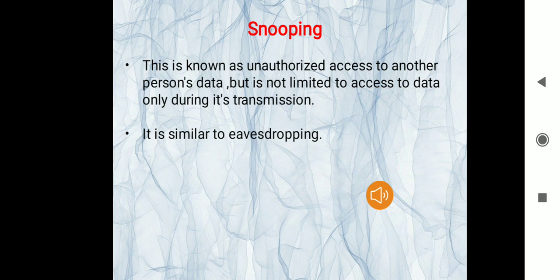The next type of threat is snooping. Snooping is very much similar to eavesdropping. In eavesdropping, there was unauthorized access to another person's data when the data travels through the communication medium. But with snooping, unauthorized access to another person's data can happen from any direction. It can even gain access to another person's data before it travels through the communication medium.